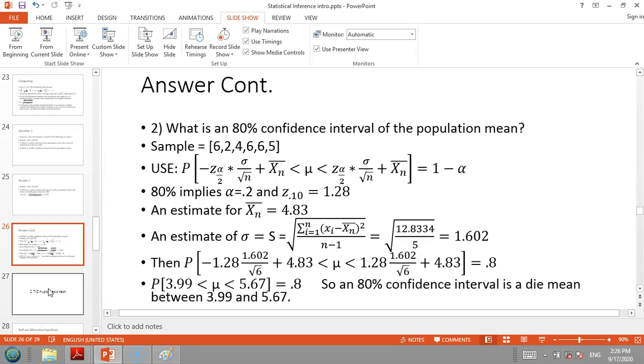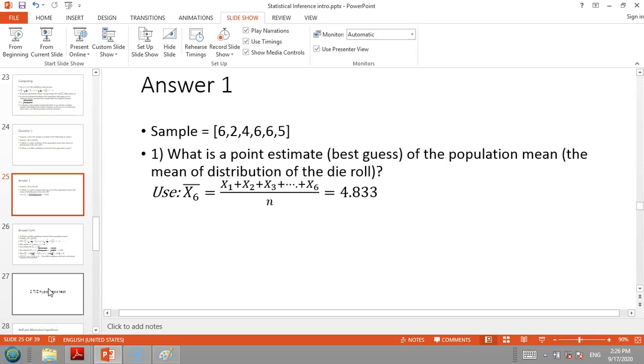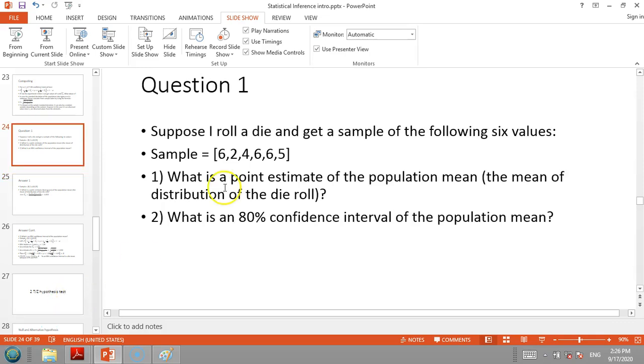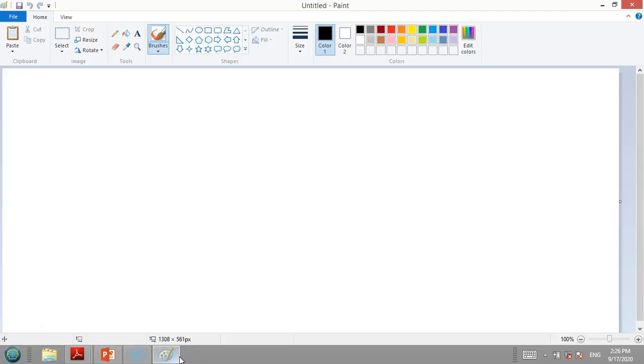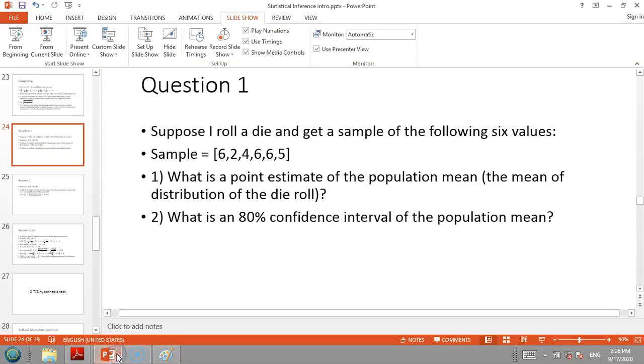Now let's answer the second question. What is an 80% confidence interval of the population mean? I want to do it for you guys. By the way, since we're on questions, let's take a little break now and we'll continue.